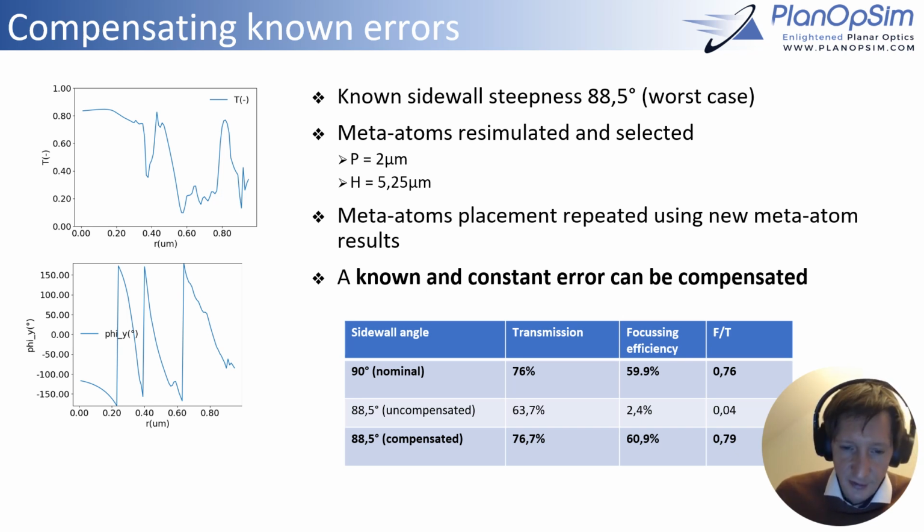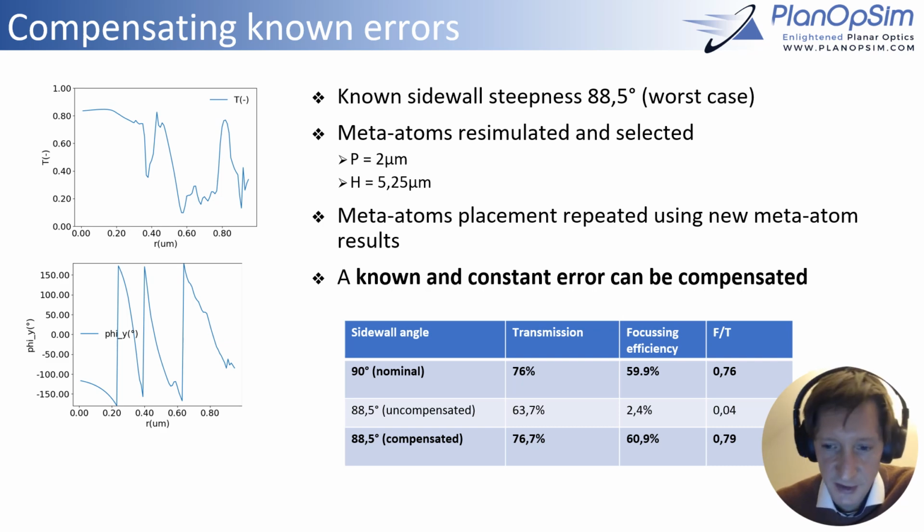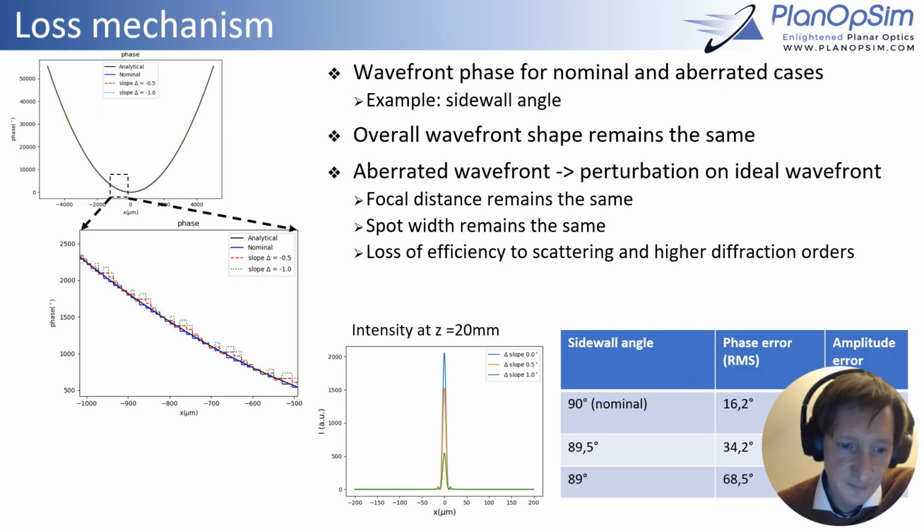But if we apply a redesign of our meta-atom library, taking into account that the sidewall angle will not be straight, but in fact will be 88.5%, then the focusing efficiency recovers. So we are able to compensate for a known fabrication defect, and the important part is to control batch-to-batch variations in the sidewall angle.